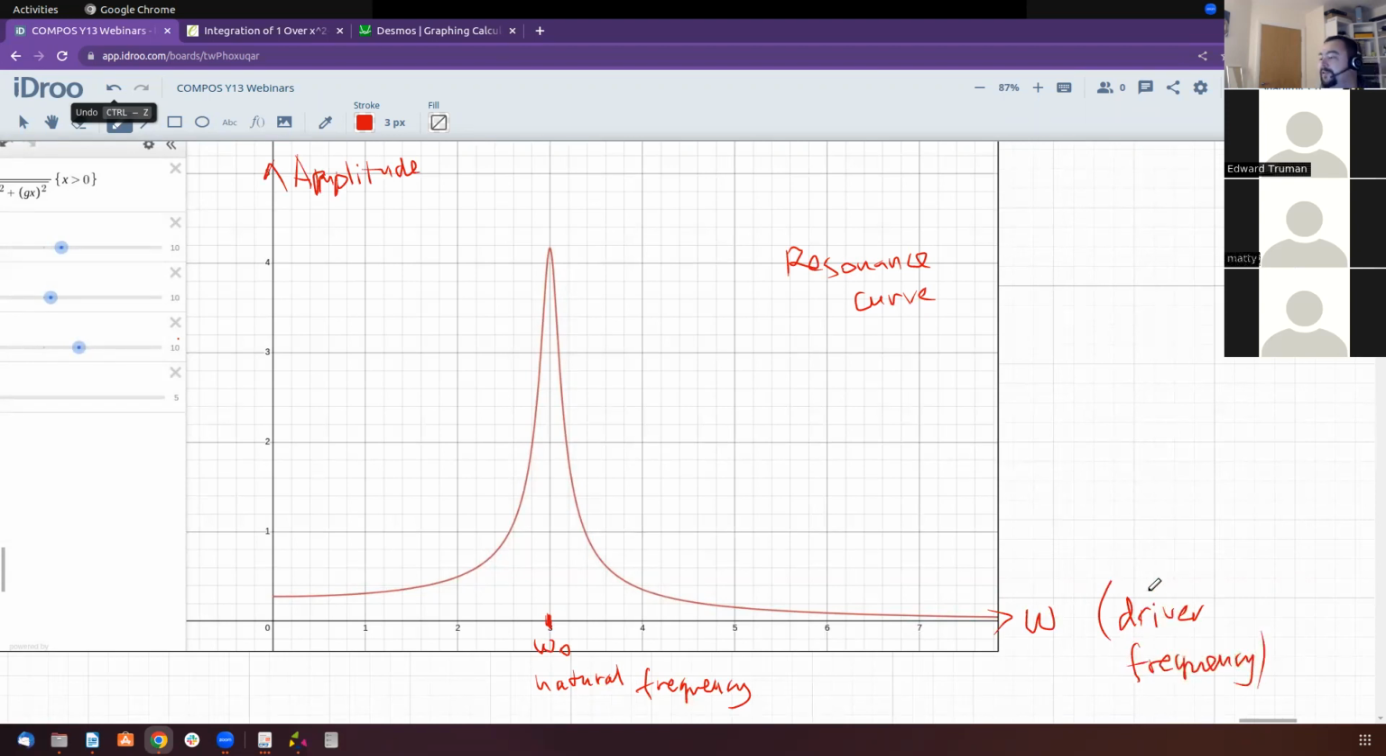Have you done resonance in school? Yes or no? So you've seen this curve.